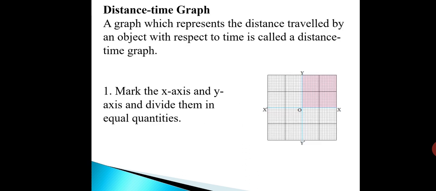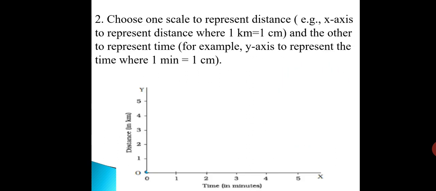Distance time graph. You have done this in maths also. Very simple. A graph which represents the distance of an object over time, we call a distance time graph. This is a graph paper, and you have to mark the x-axis and y-axis. You know the x-axis is horizontal. Can you see this? The y-axis is vertical. So on the graph, first of all, you have to take the x-axis and the y-axis. Now I will show you further.